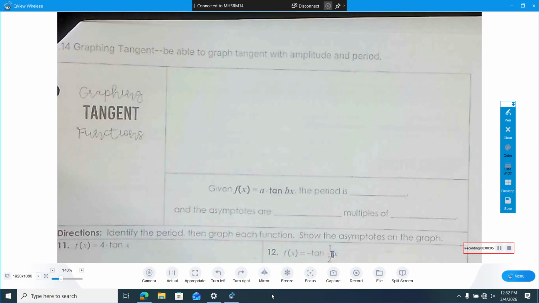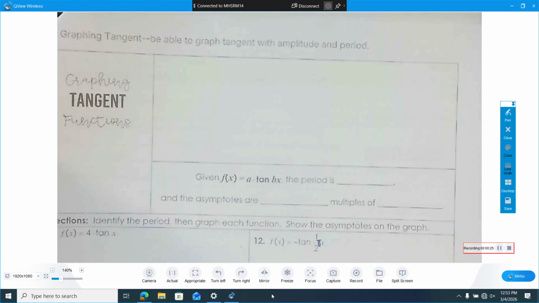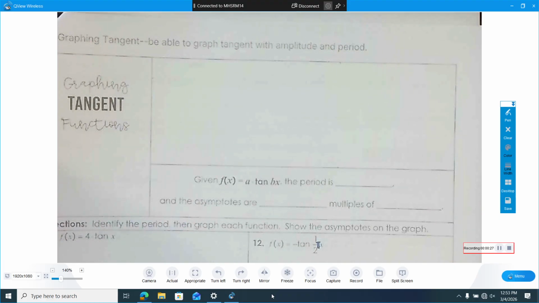Yesterday we were graphing sine and cosine functions. What's the sine song? Middle, high, middle, low, middle, very good. And what's the cosine song? High, middle, low, middle, high. You didn't sing. Everyone else did. Okay, thank you. Very good. So today we're graphing tangent.